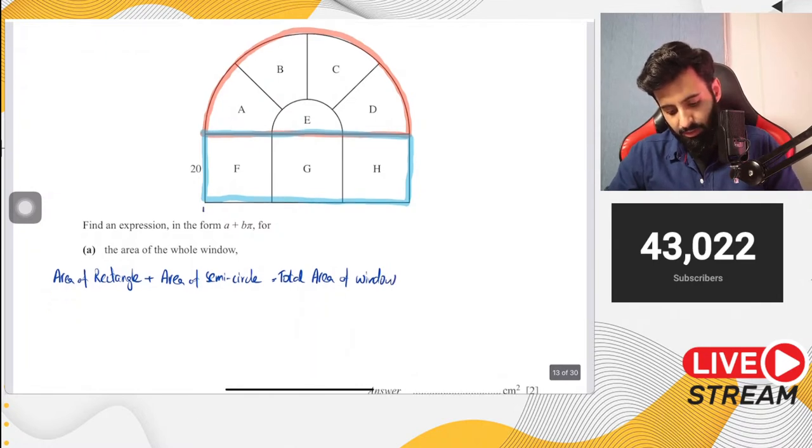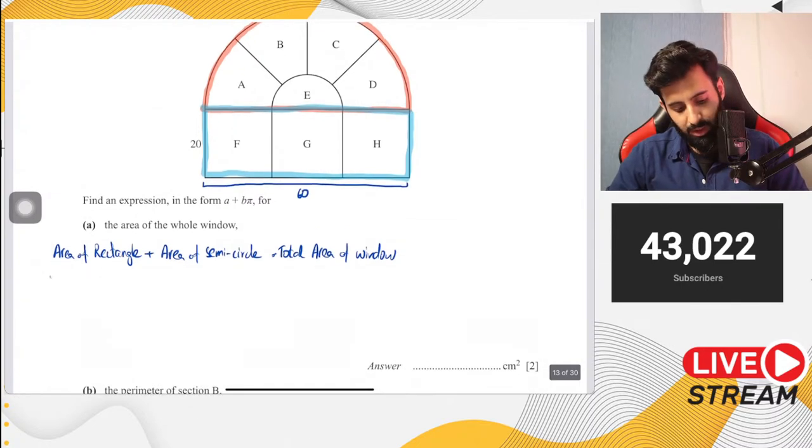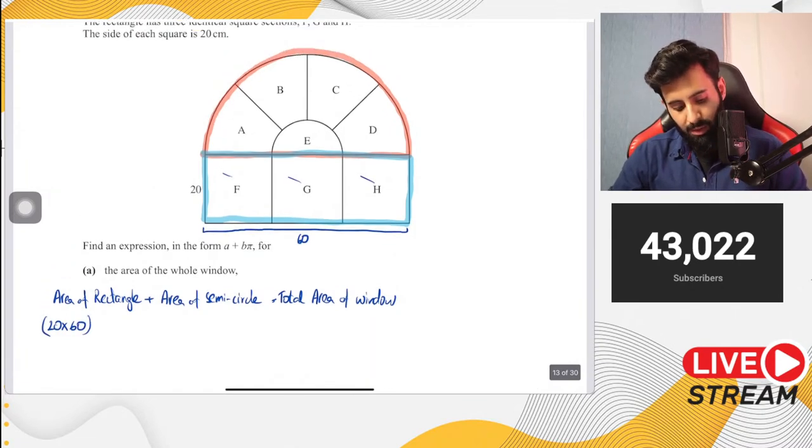Now, if the square has side 20, then 20 plus 20 plus 20 is going to be 60. So 20 times 60 will give us the area of F, G, and H. Now, be careful: how will I calculate the area of the semicircle? The radius of the semicircle is going to be half of 60. That means it's going to be 30.